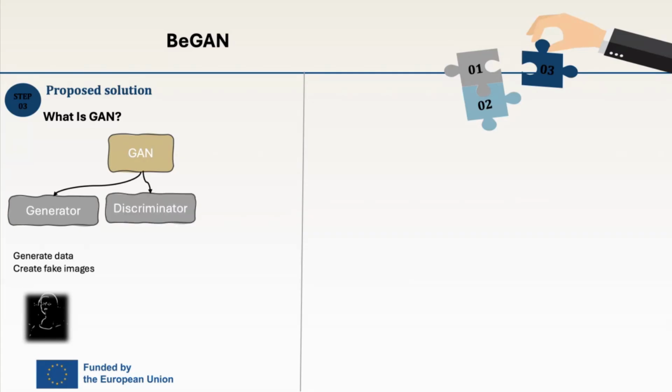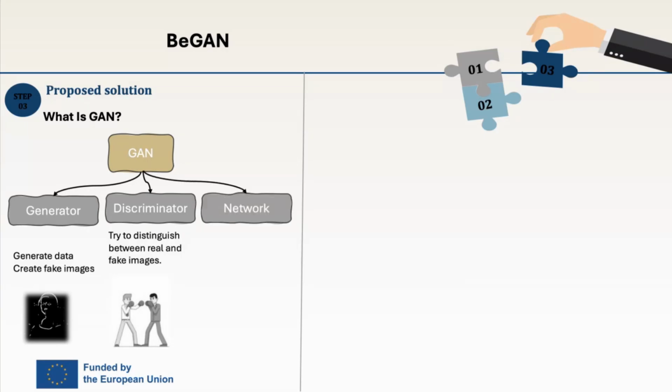The first part is the generator, which is responsible for generating fake images or fake data. The discriminator is another part of the GAN. It is responsible for distinguishing whether the images generated by the generator are real or fake. Both the generator and the discriminator are based on networks, trained so that the generator generates much better images and the discriminator becomes much better at distinguishing between the images.